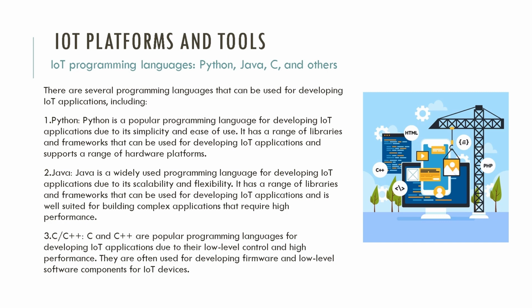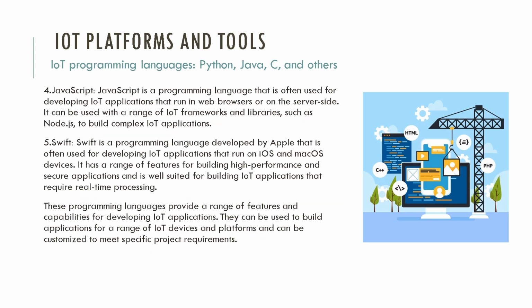3. C and C++. C and C++ are popular programming languages for developing IoT applications due to their low-level control and high performance. They are often used for developing firmware and low-level software components for IoT devices. 4. JavaScript. JavaScript is a programming language that is often used for developing IoT applications that run in web browsers or on the server side. It can be used with a range of IoT frameworks and libraries, such as Node.js, to build complex IoT applications.